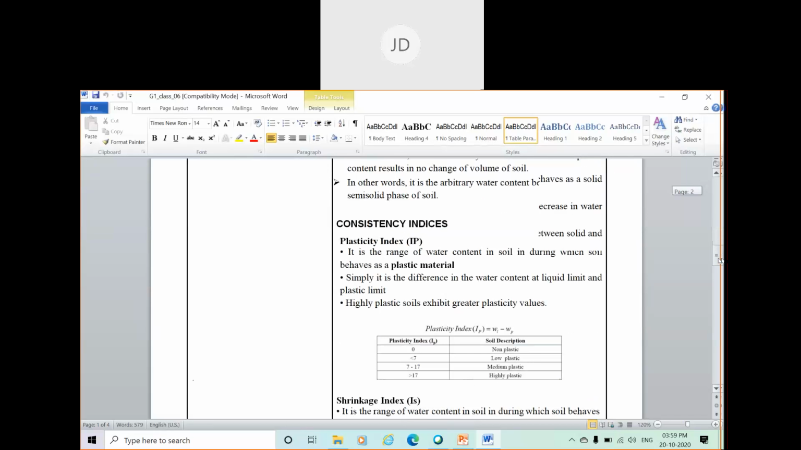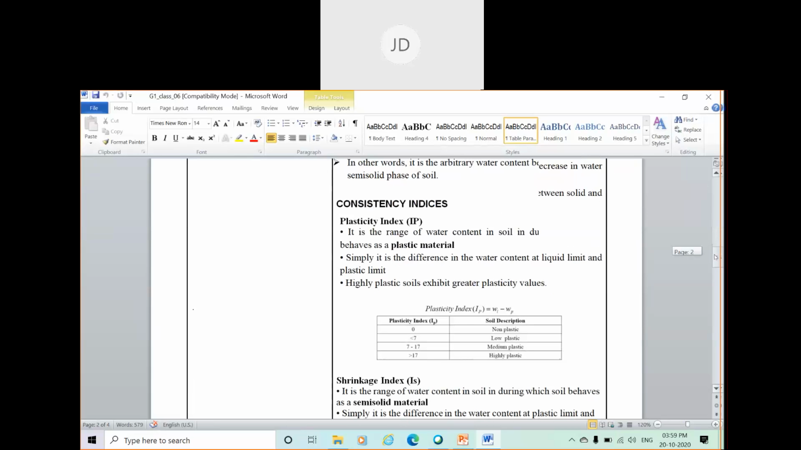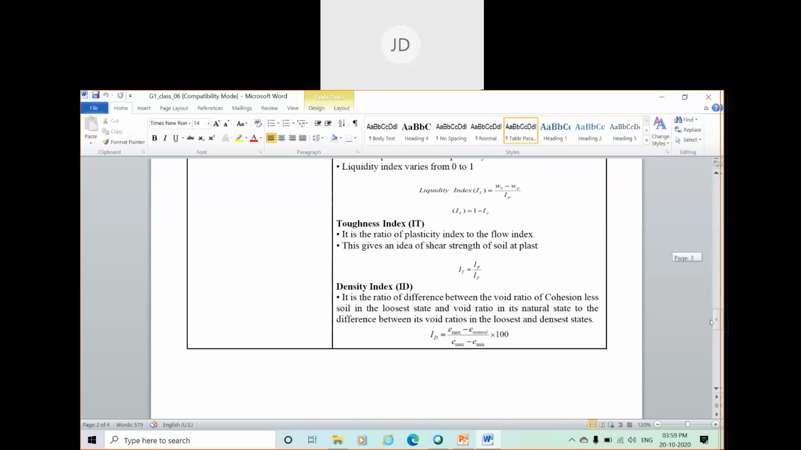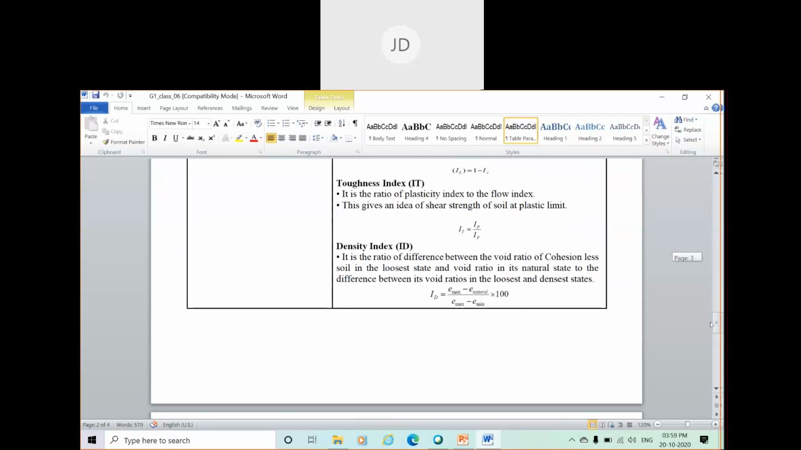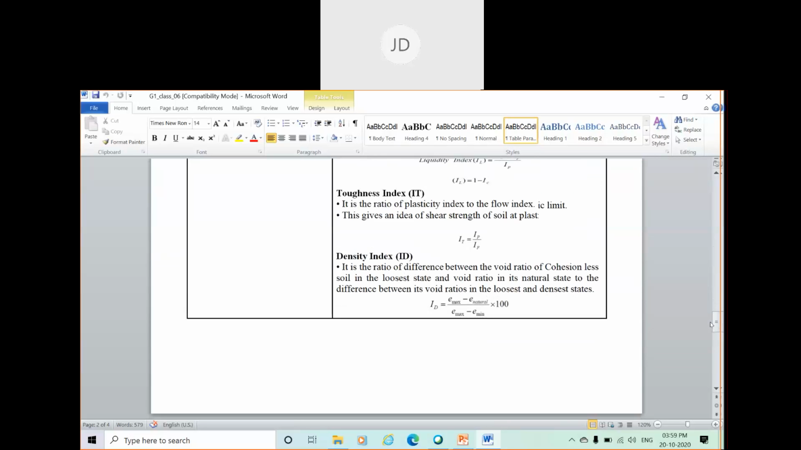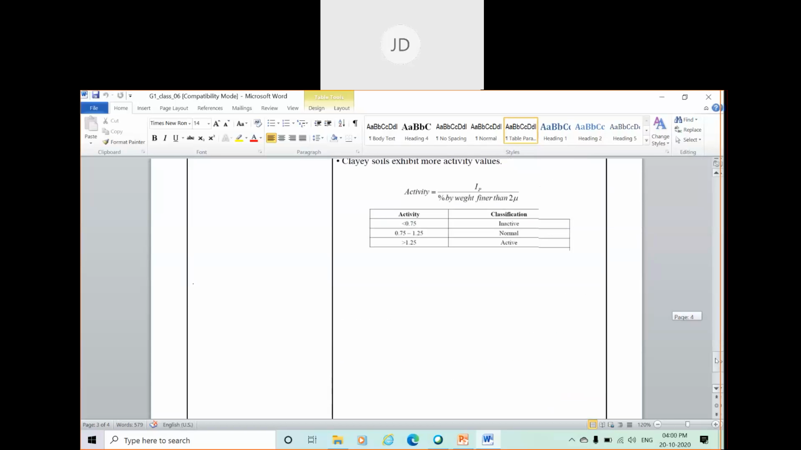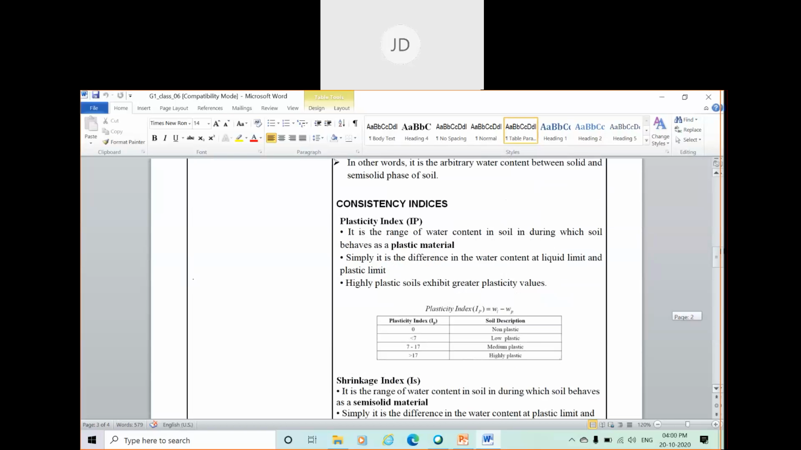Now I want to discuss consistency indices. Some parameters are related to consistency of fine grained soil. There are some important properties for fine grained soil, like plasticity index, shrinkage index, flow index, consistency index, liquidity index, toughness index, and density index. Density index is not for fine grained soil, it is actually for coarse grained soil. It is here by mistake, but I will discuss this one also. And some miscellaneous properties like sensitivity and activity we're going to discuss now. Very small thing, so have patience.